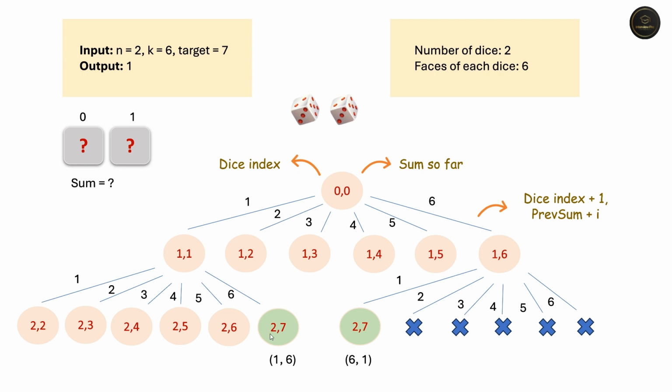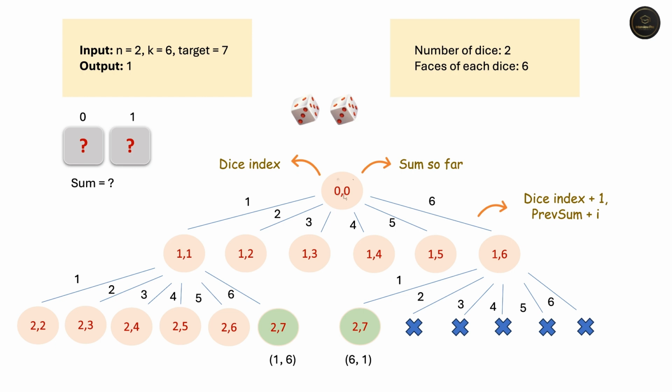And look at this, the 2 comma 7 combination is already calculated in this path. And we got the same combination for this path where we selected 6 for the first die and 1 for the second die. So using memoization, we can simply return the values without computing them again. So when we move from one iteration to another iteration, what are the two things that we need to consider?